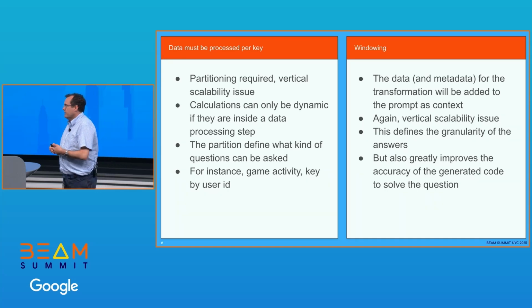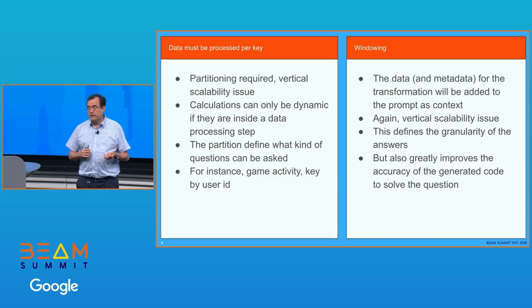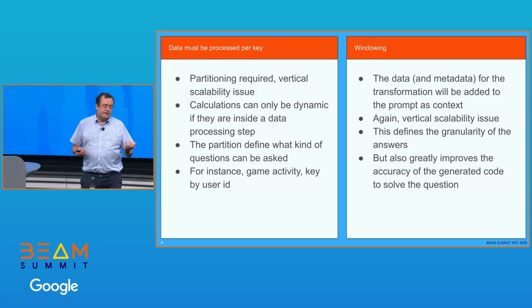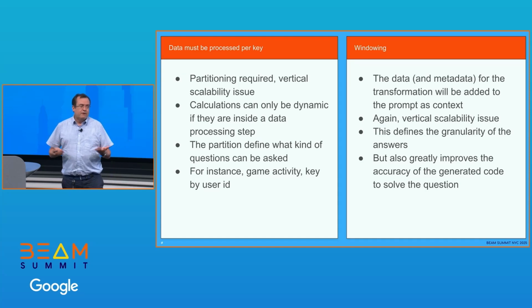So which is the user with the highest score? Which is the user with the longest streak? Which is the user that spent the most in the last week? These kinds of questions, okay? So the key defines the kind of question. So this is a limitation. We can do dynamic transformations, but not any kind of transformation. So here, partitioning per key.